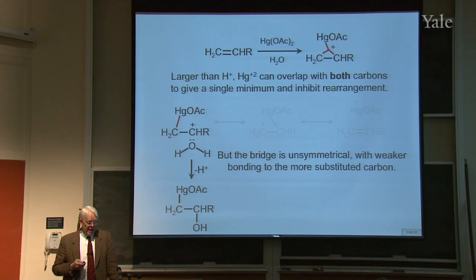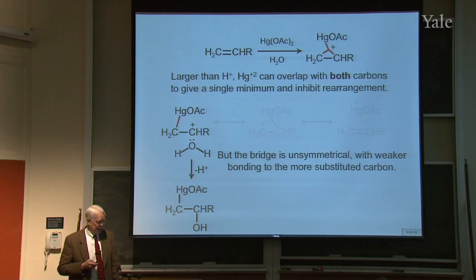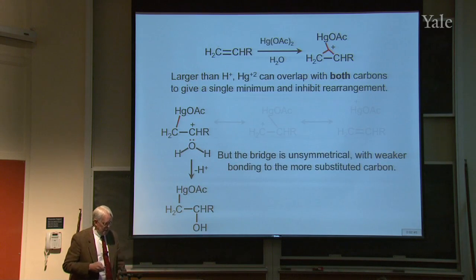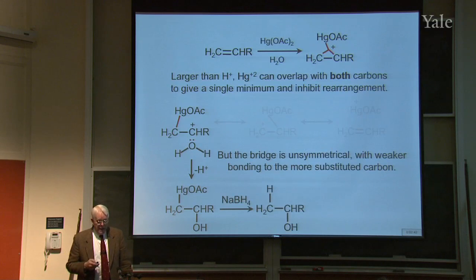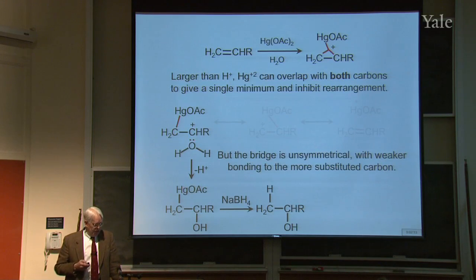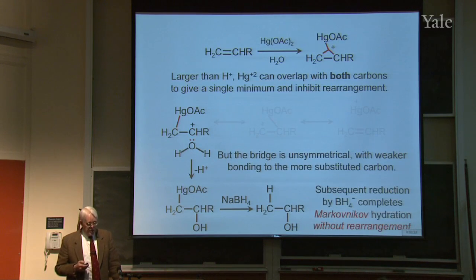That's the hydroxymercuration product, addition to the double bond, right? Nobody wants that, but you can remove the mercury by treating with the reducing agent sodium borohydride, and it's replaced then by hydrogen. So this subsequent reduction step by the BH4 anion completes Markovnikov hydration.